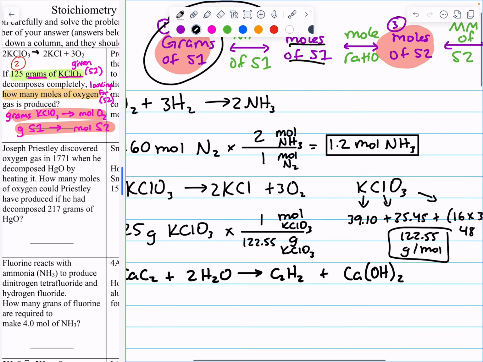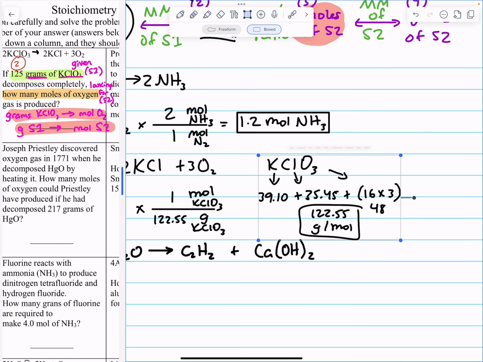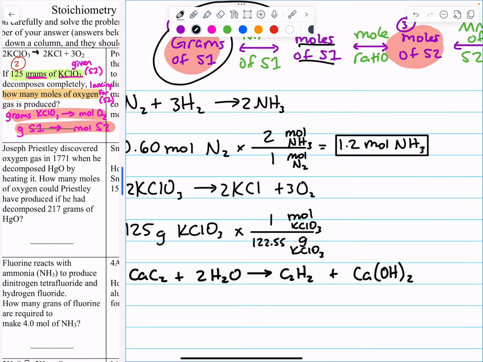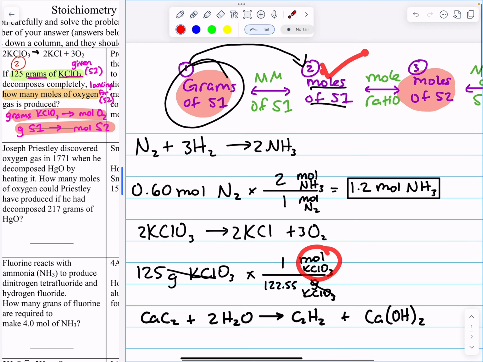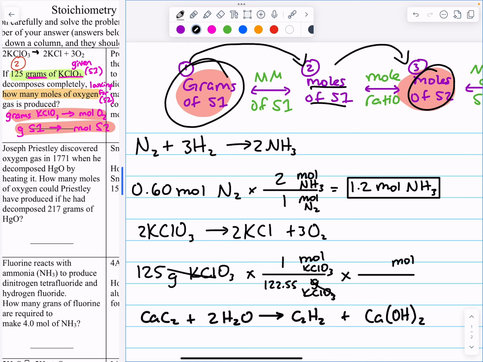There's my first setup. Okay, I'm going to erase all of this so I can make space. So these units cancel out, and I just found moles of my first substance. So I just completed this step right here. Now I need to go to my next step. I want moles of substance 2. So I will go to my next step right here by multiplying by another fraction. And I will put moles of substance 2, what I'm looking for, on top.